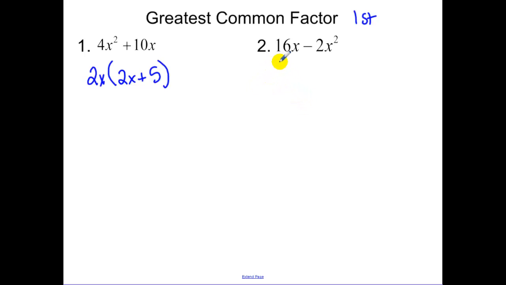For number 2, 2 goes into both terms and so does an x. So I'm left with an 8 minus x. So you always do greatest common factor first. That's the first thing you look for.